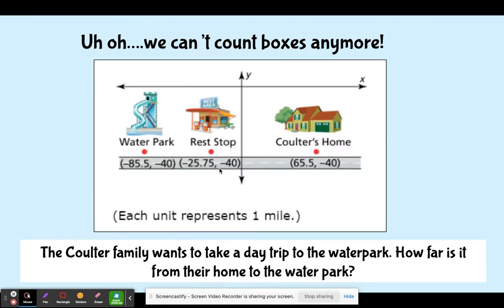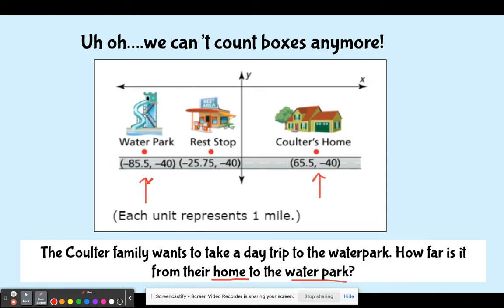Now, if you notice, we don't have boxes anymore, but we are still given ordered pairs and we're still given a picture, okay? So we can still figure this out. It's just going to take more brain power. So the question says, the Coulter family wants to take a day trip to the water park. How far is it from their home to the water park? So let's figure out the places that we're dealing with. We want to go from their home, which is right here, to the water park, which is right here.